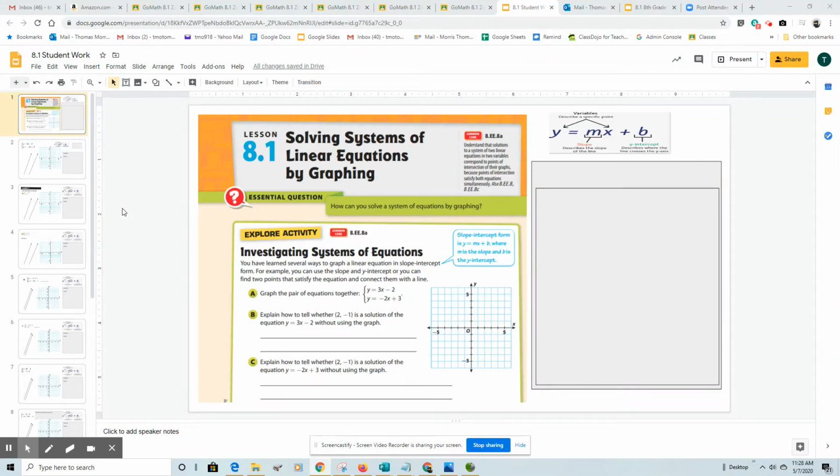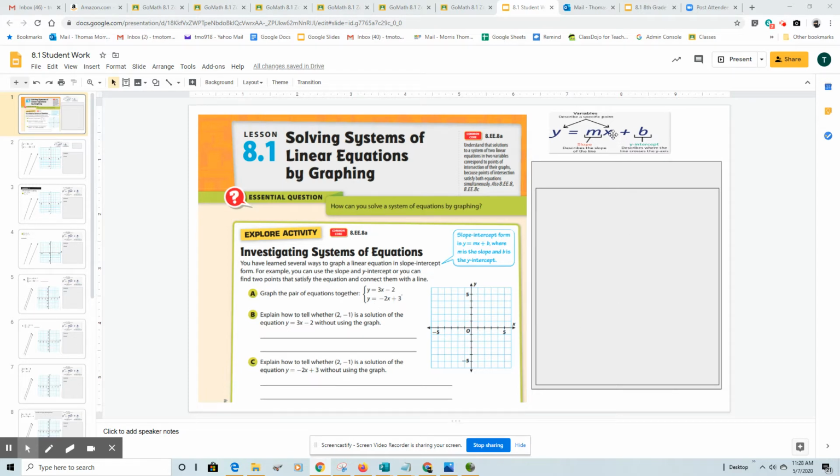All right, today's lesson is Go Math 8.1. If you missed the class today or need some extra help, again, this is what we did. We have two equations, all right? So there's a lot of ways to solve to see if two equations are equal. And what we're going to do today is use graphing to do that.